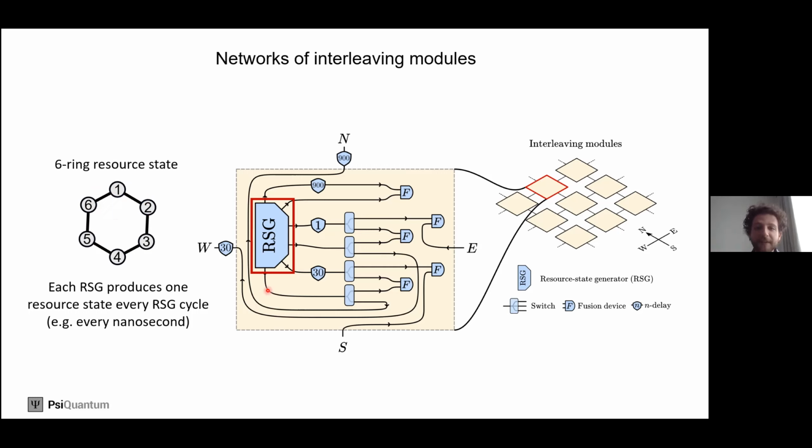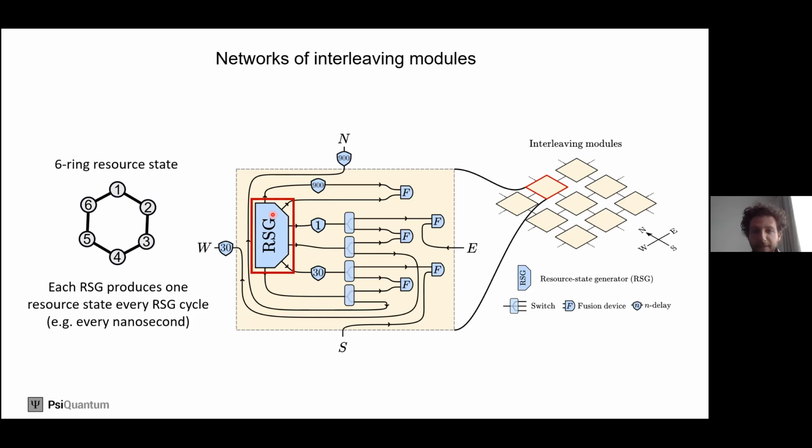The resource state generator is actually a fairly complicated device. It's a very complicated component, and there's a lot going on inside. At the end of the talk, I'll say a bit more about what happens inside an RSG. But for the architecture, it doesn't really matter what happens inside the RSG box. So for now, we'll just treat it as a black box that emits 6 photons in a 6-ring state in every nanosecond.